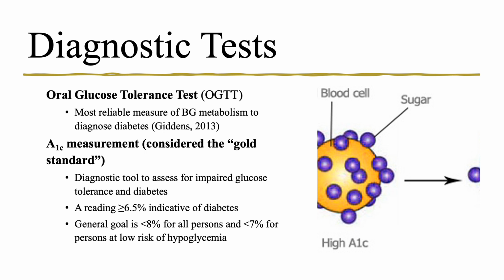So a reading of greater than 6.5 is indicative of diabetes. So what we want is for normal people should have a hemoglobin A1C reading of less than 6.5. For diabetics, we don't mind them going over a little bit. We want it to be less than 8. And if we can, we'd like them to be less than 7.